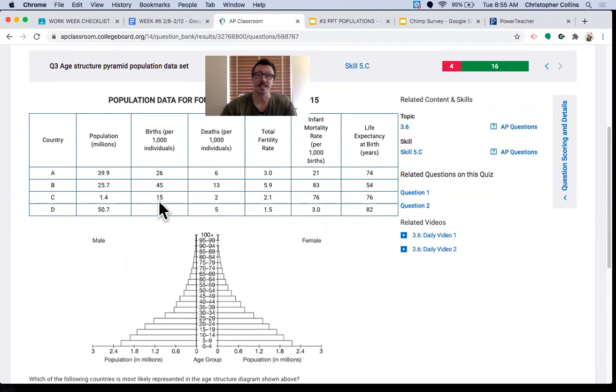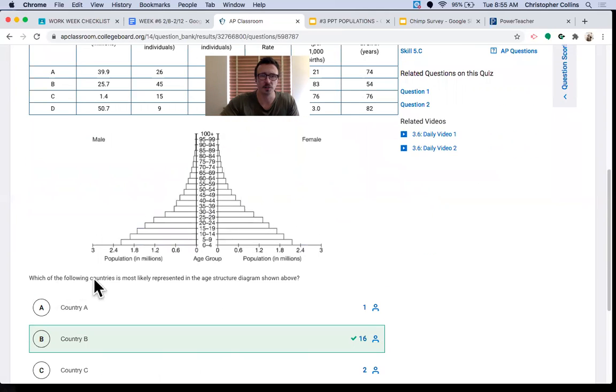Here we've got a little bit more data, right? We've got 4 countries with their populations, their birth rates, their death rates, the total fertility rate, which is the number of children per woman, which you would have learned about yesterday in more detail. We've got infant mortality rate, which I'm going to talk about today, and then life expectancy. To make an accurate prediction, you really only need to understand the birth and death rates. And we've already talked about birth and death when we went over normal population dynamics, right? With normal populations, you have to have more babies born than there are individuals dying to see any kind of increase in your population. And so we've got a pyramid right here. Which of the following countries is most likely represented in this age structure diagram?